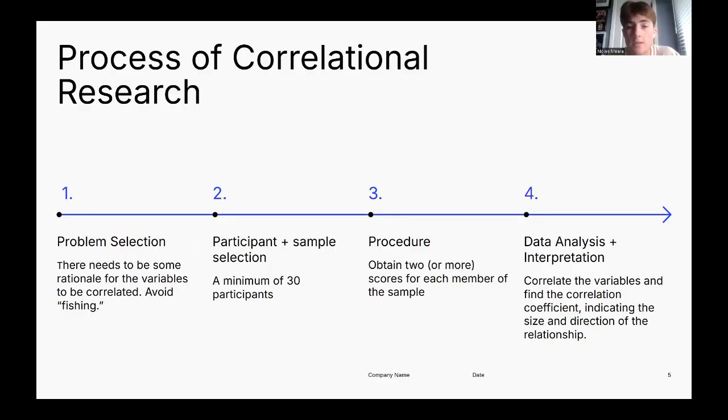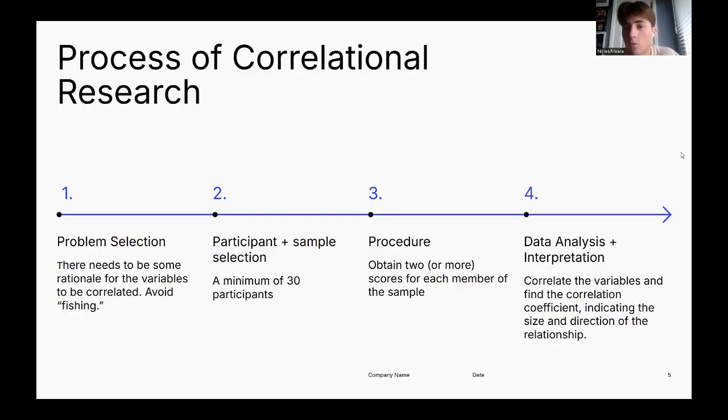And number three is the procedure. So you're going to obtain two or more scores for each member of the sample. So you have one person. You're going to take their two scores. You're going to take their reading time and their test score. So yep, two scores, and then if you have more variables, you can take more of those variables.